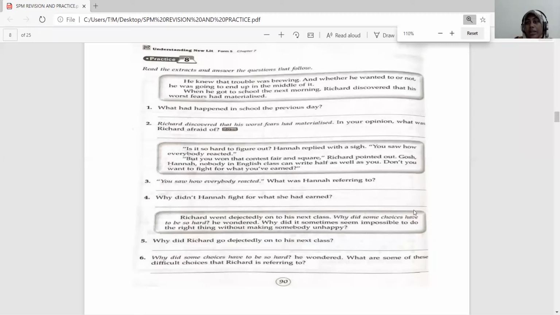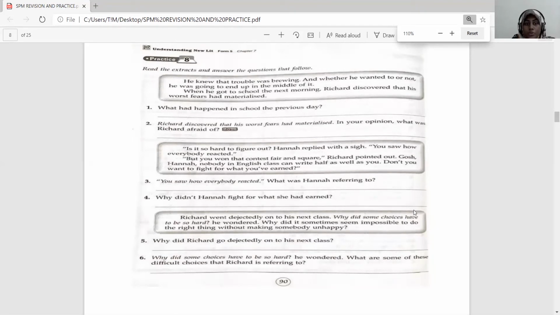This is about Hannah won the essay competition. So number one, what happened in the school the previous day is Hannah won the essay competition and was offered the role of Lady Liberty. I'll go with you very quickly, right? Because this is basically from the novel.